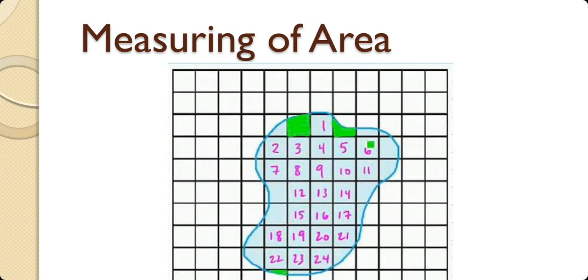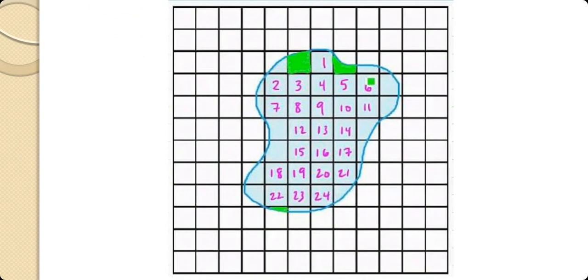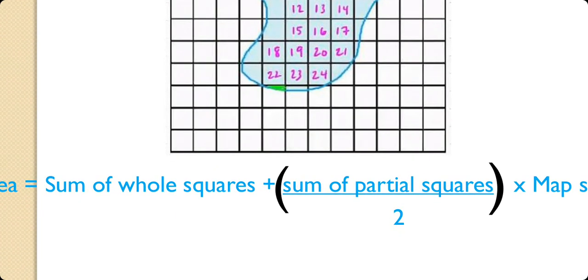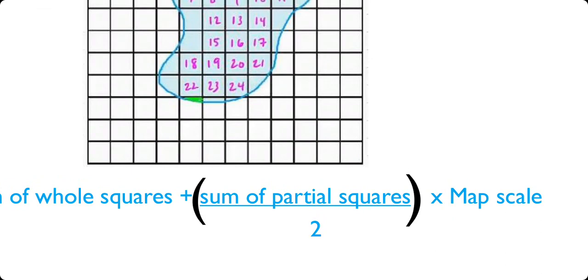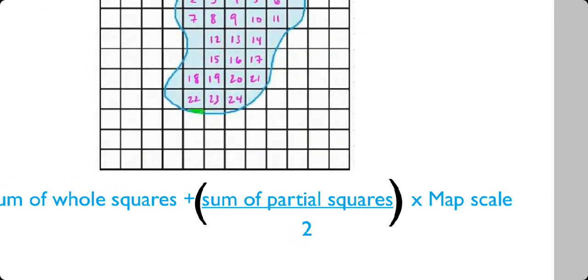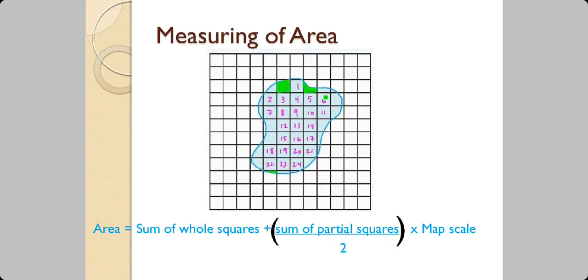Then you count the squares which are partial. It may be a small fraction also, doesn't matter. It will average out. In any case, this is an approximate method. So those you write, but those ones you have to divide by 2. So the area is the sum of whole squares plus half of the sum of the partial squares, and this you multiply with the map scale. So everywhere you have noticed in this chapter so far, there's a crucial role of the map scale.